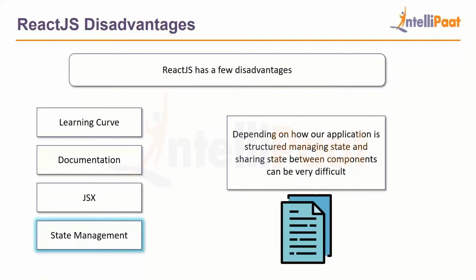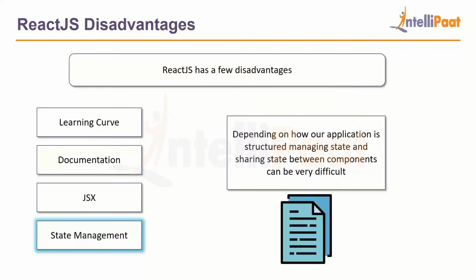And then comes state management. State management basically means state is anything that your application has knowledge about, any data that your application has knowledge about. So if you're building an e-commerce website, the things that might come under your application state are the information about the user, the items in his cart, his preferences, the user's wish list, and many other things. So managing that could be a little difficult depending on how your application is structured.